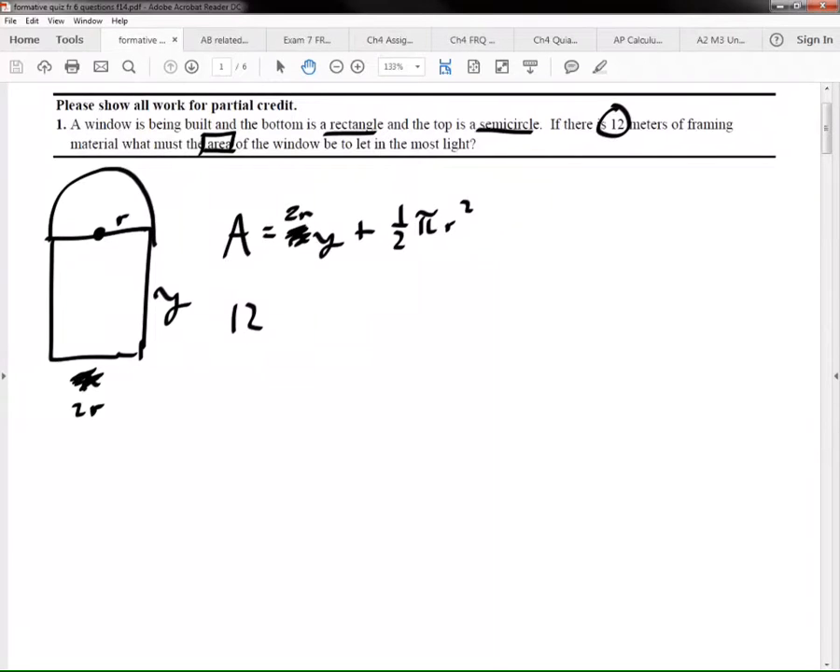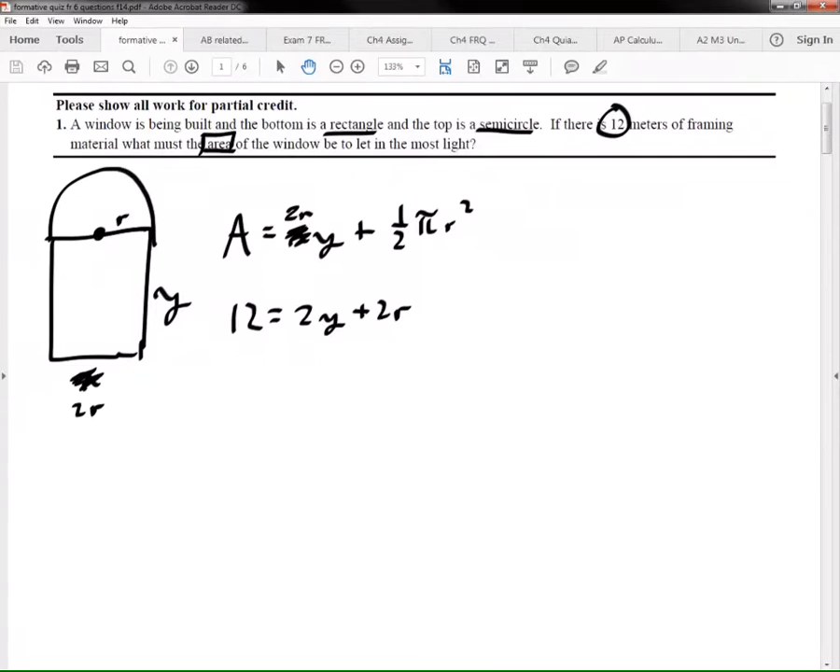So we have 12 equals 2y's plus the 2r, right? Because we have this y right here, this y right here, plus the 2r, and then we have this right here. Now, how do we add that?